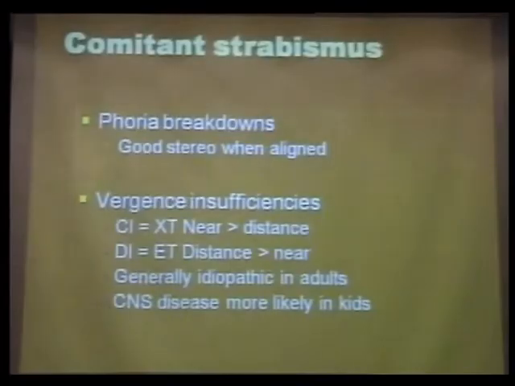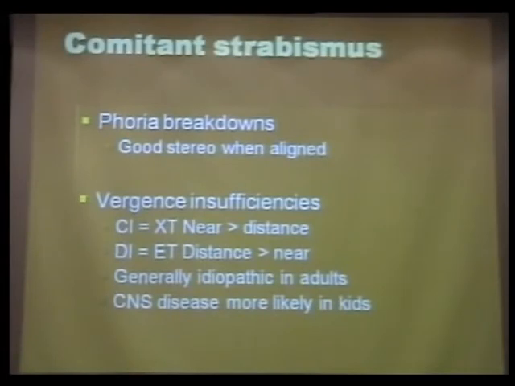So let's look at the causes of comitant strabismus. One of the common things is a breakdown of a phoria. For whatever reason, normal aging or stressful situations or fatigue cause people to lose fusional vergence amplitudes, and their phorias break down into intermittent tropias that are associated with diplopia. One of the keys to recognizing this is that when their eyes are aligned, or whether you align them with prism, they have very good stereo acuity, 40 arc seconds, and they're bifoveating.